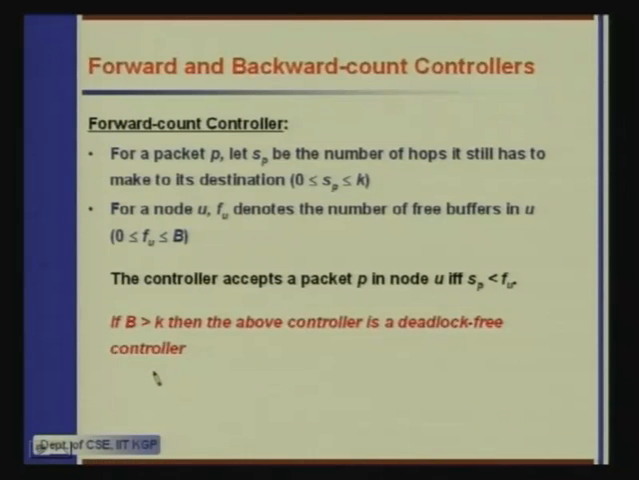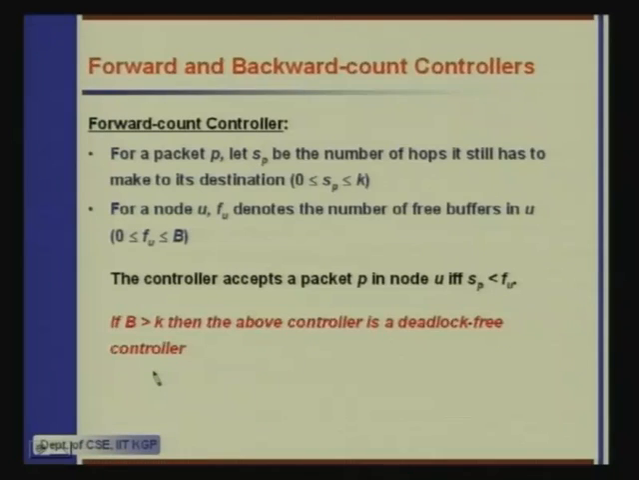It is not intuitive. That's why we have to prove that it is deadlock free, right? But the application of the algorithm is simple, right? You just see how many hops the packet has to go, you see how many free buffers you have. If the number of hops it has to go is less than the number of free buffers, you take the packet, otherwise you tell that node that please send me later, I cannot take it now, right?